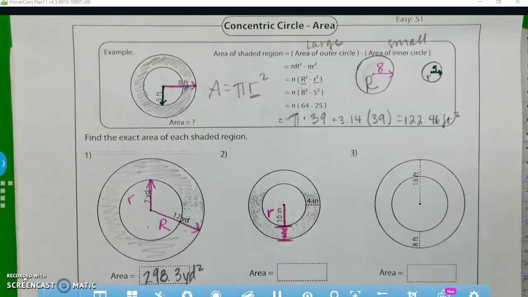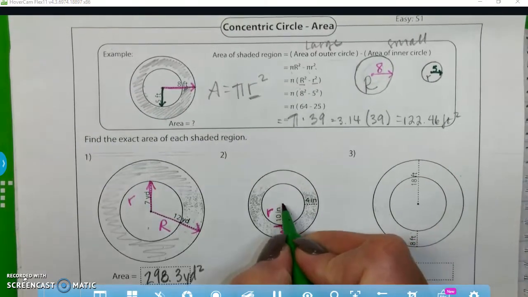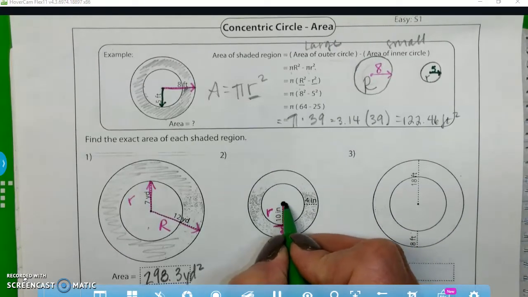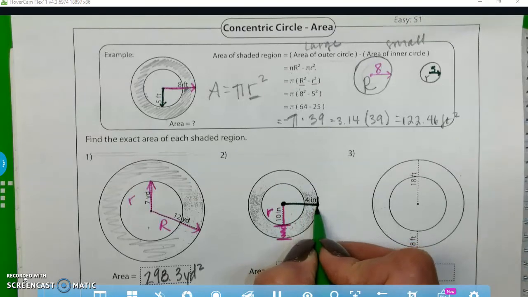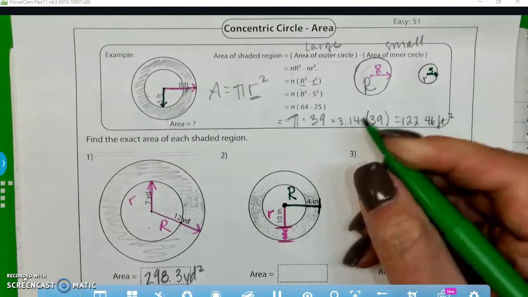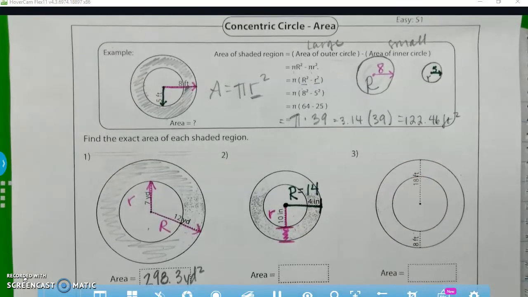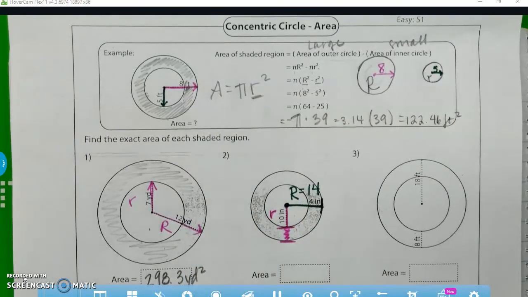So what does this mean then? That means that from the center, that's how we have to measure our radius, all the way to the outskirts of the larger circle, the large R, the radius is 14. Again, where did I get 14? It's 10 and 4, 14.